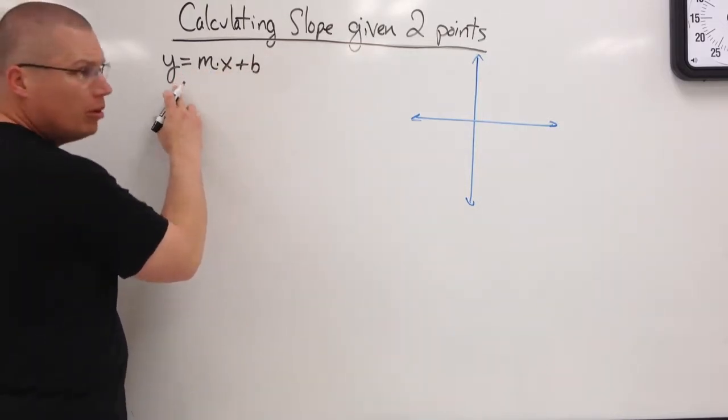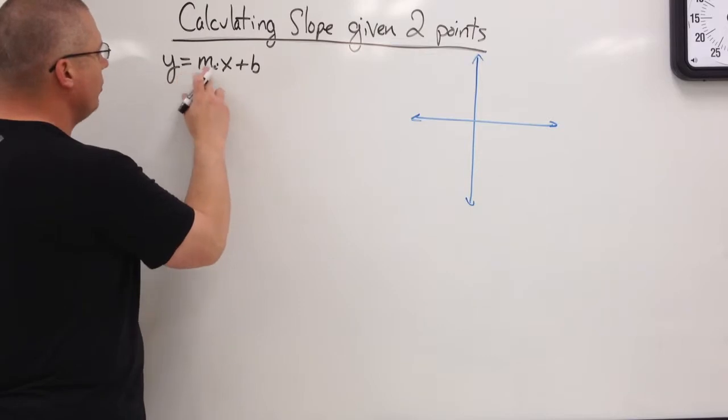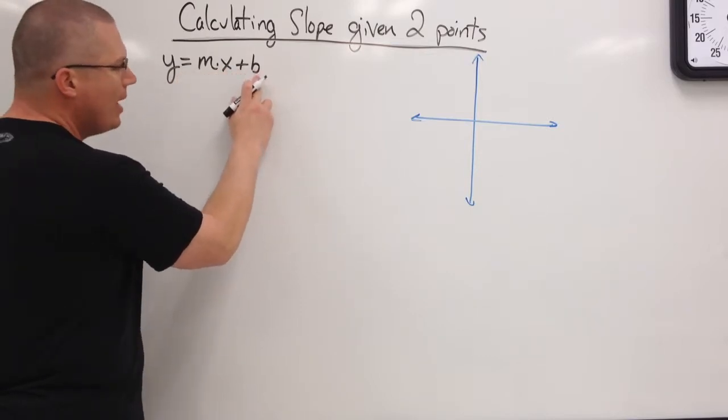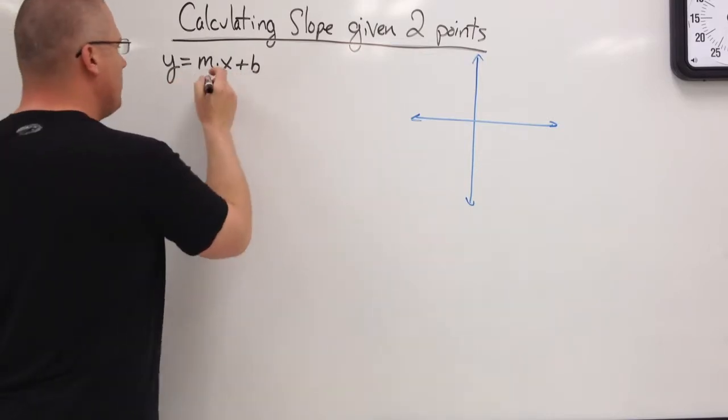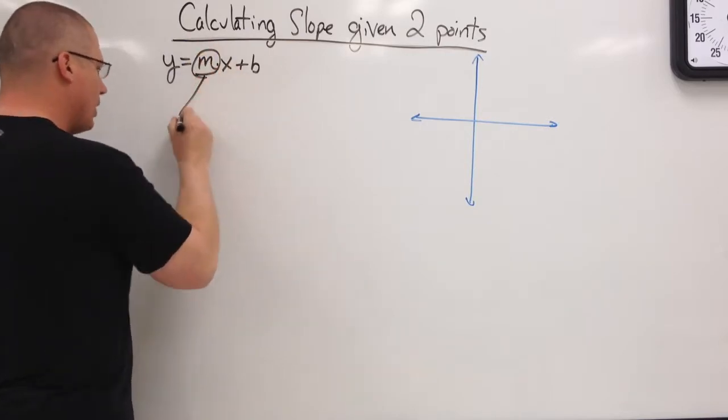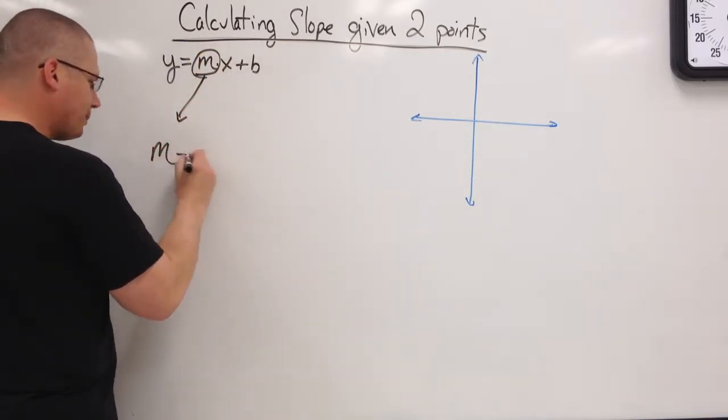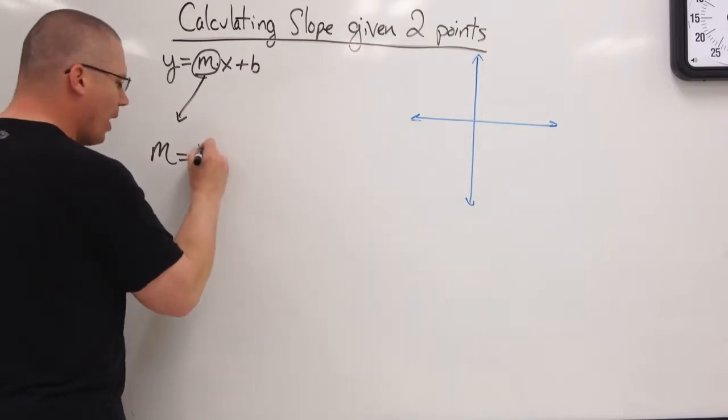Here's my general slope-intercept equation. Y equals slope times x plus my y-intercept. Y equals mx plus b. I want to just look at the slope. Slope is m. Now we remember that slope is rise over run.